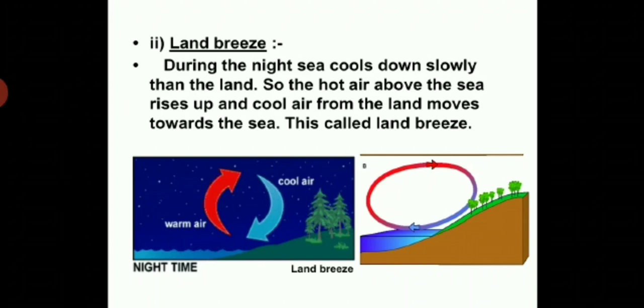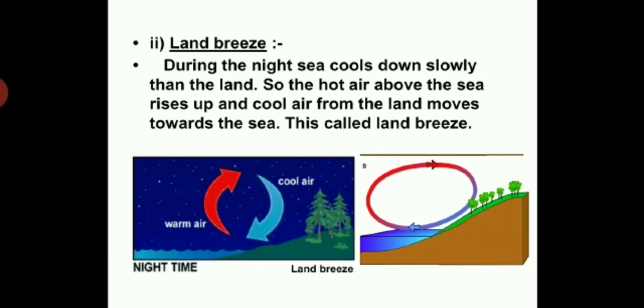What happens in the sea breeze? Completely opposite, the reverse process happens in land breeze. During night time, the sea cools down slowly, then the land. So the hot air above the sea rises up and the cool air from the land moves towards the sea. This is called land breeze, and this takes place at night.